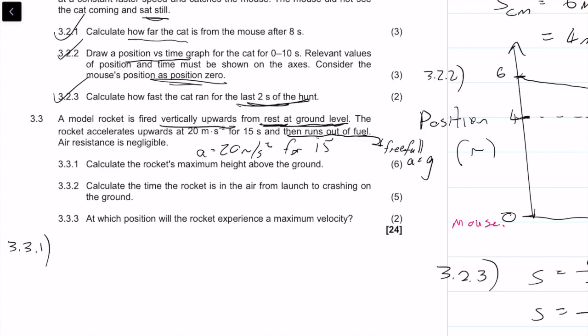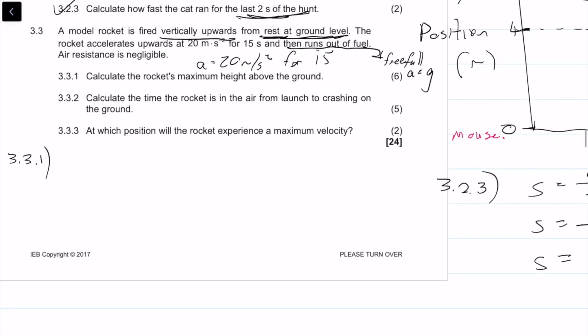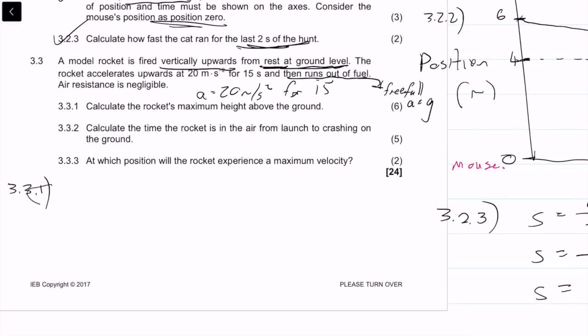Okay, so question 3.3.1 says calculate the rocket's maximum height above the ground. So how are we going to do this? We have to do this in 2 stages. So let's start off by actually drawing out the scenario. We know that it starts at the ground, it's fired vertically upwards, then at 15 seconds, and in this period, the acceleration equals 20 meters per second squared upwards.